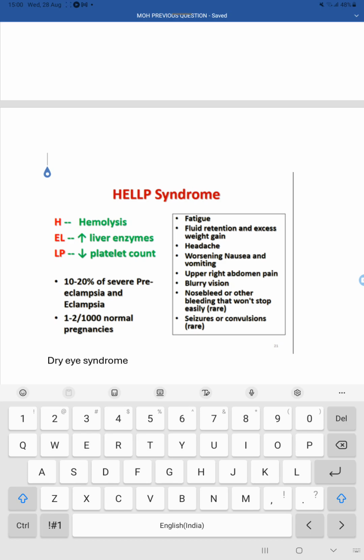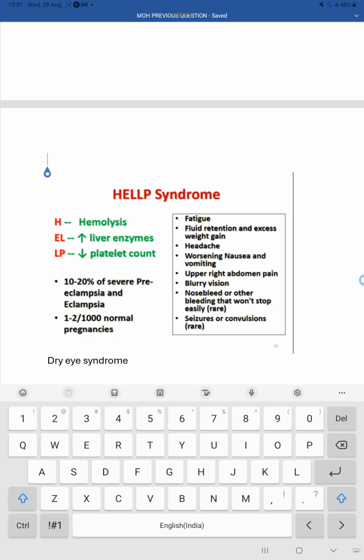If preeclampsia is also not treated properly, it leads to the next stage, called eclampsia. Eclampsia means preeclampsia plus seizure, which means hypertension, proteinuria, edema, plus if the patient is getting seizure, then that condition is called eclampsia. So this is all about pregnancy induced hypertension.